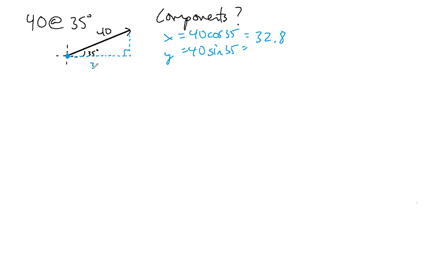If I do 40 cos 35, I get a component of around 32.8. So I'm just solving the triangle. And if I do a similar thing for my y component, I will get around 22.9. So that little side right there is 22.9. It's going to the right, so my x component is positive, and it's going up, so my y component is positive. So my x component is around 33-ish, and my y component would be around 23.